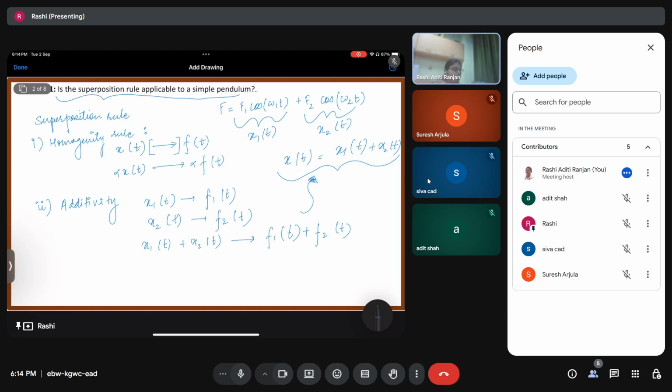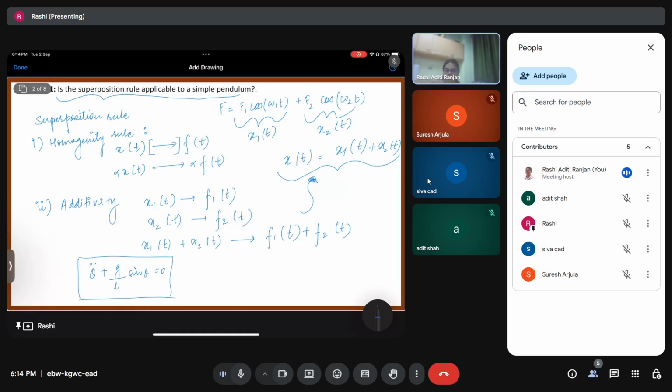Okay, now the question is, this is fine, I know that this is applicable, but how is it true for our system? If the question is about a simple pendulum, and if I talk about the equation of a simple pendulum, it is theta double dot plus g by L sine theta is equal to 0, right? This is the main equation for a simple pendulum.